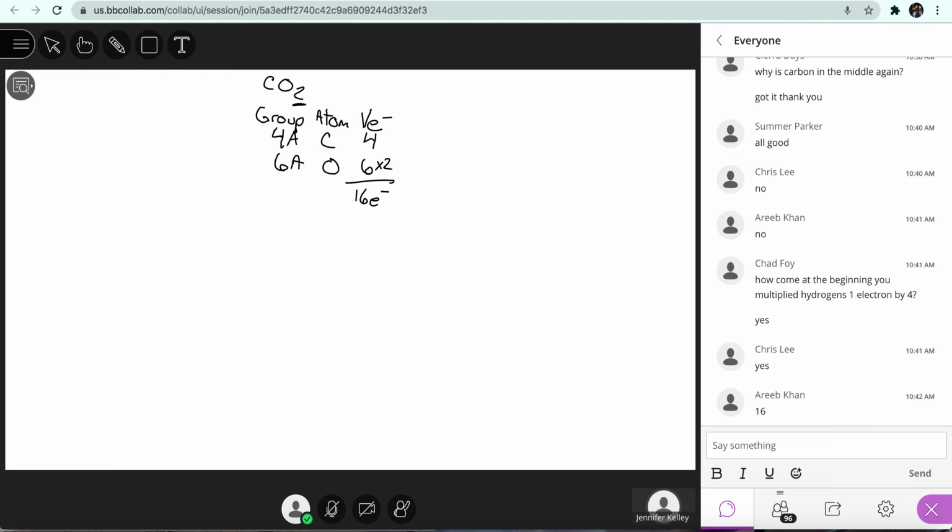Oh, cool. Reba's helped me out. Cool. All right, so which one do you think goes in the middle, the carbon or one of the oxygens?